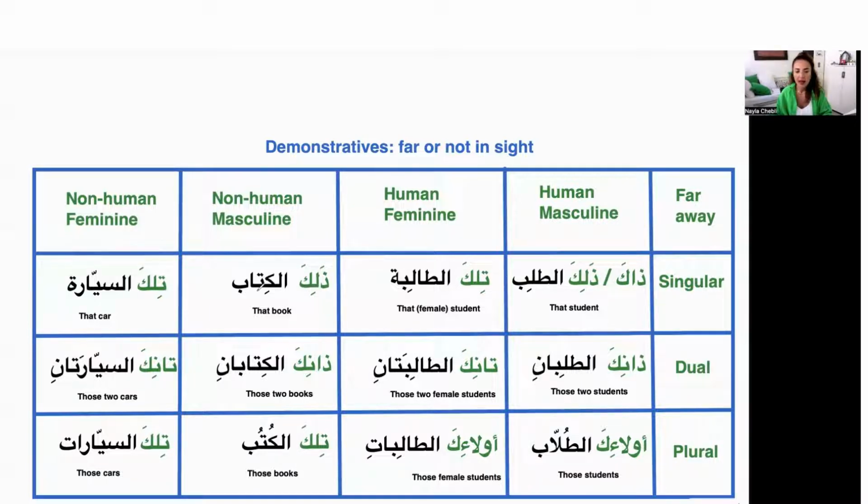So ذلك الكتاب is that book, and that car is تلك السيارة. So again here I use the same demonstrative as that student.